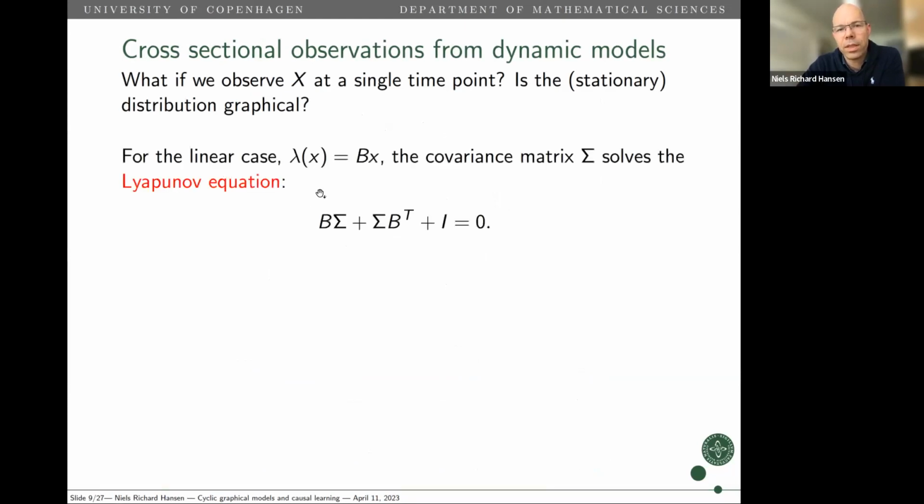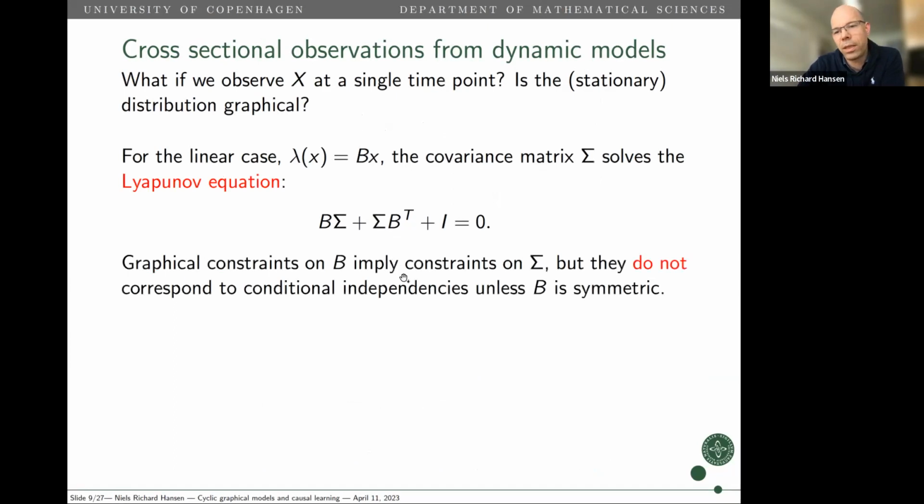And if we take the simplest case again with the linear stochastic differential equation that I looked at before, it's not so difficult to show that the covariance matrix of the stationary solution solves this equation called the Lyapunov equation. So this gives an algebraic characterization of this covariance matrix.